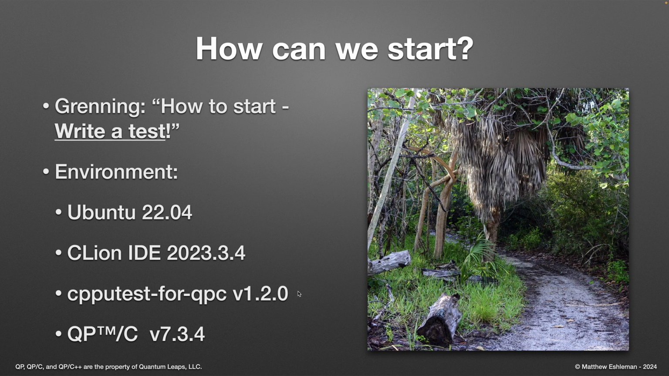So how do we start doing this? Well, Grinning tells us very simply, you start writing a test. So we're about to go to the test environment. That environment is going to be under Ubuntu 22.04, using the CLion IDE. At this time, my library's version is version 1.20, and I'm going to be testing against QPC 7.3.4, which is the latest as of today.